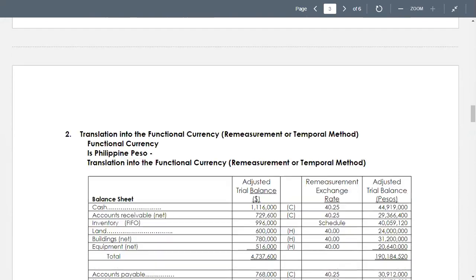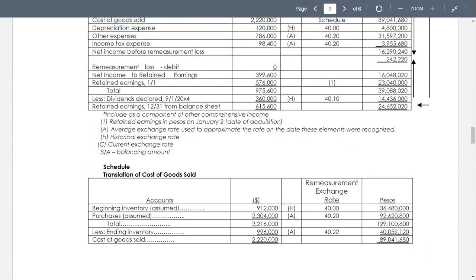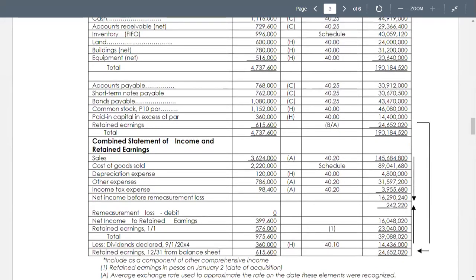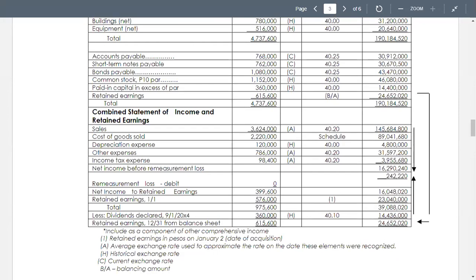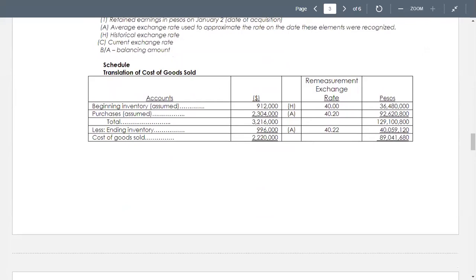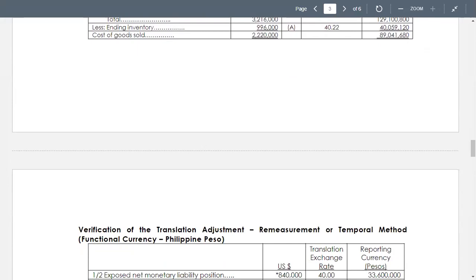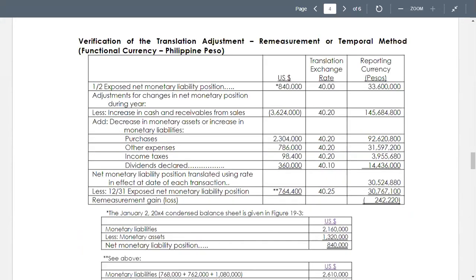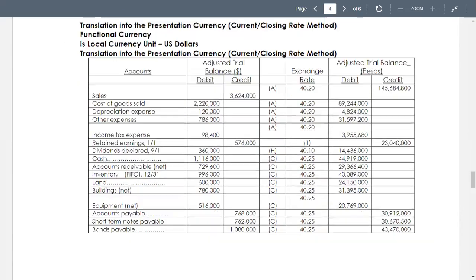Then in number 2, we are now using the temporal method. Take note, under the temporal method we have different rules to apply. Be guided accordingly on how we value assets, liabilities, and shareholders' equity. Take note, I have been discussing the temporal method and the current rate method. So I hope you will study the solution very well. You are already given the solution up to requirement number 3, so you have a very long solution for this problem.